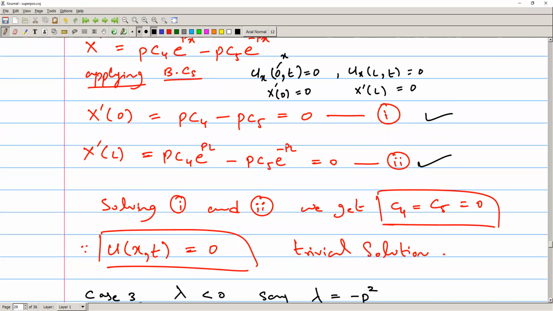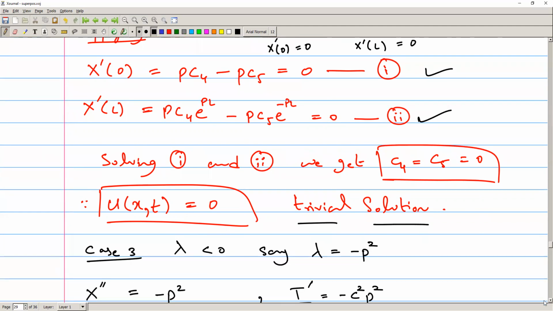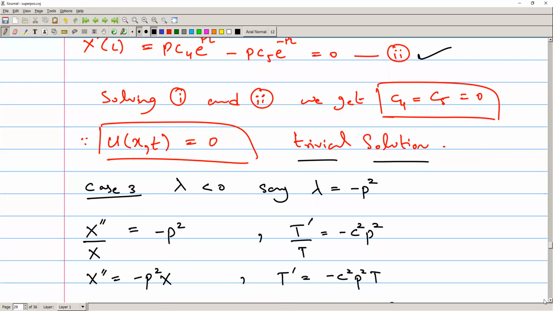After solving this simultaneously, we get C4 and C5 equal to 0 because both boundary conditions are equal to 0, right? So you're left with the solution u of x,t equals 0. Now that is a trivial solution, and we don't need a trivial solution. It means that this solution is useless for us.